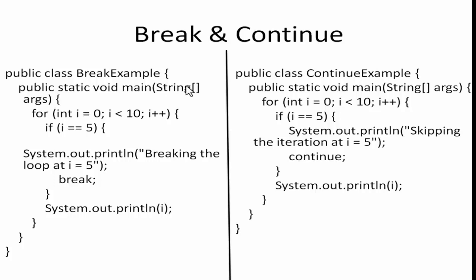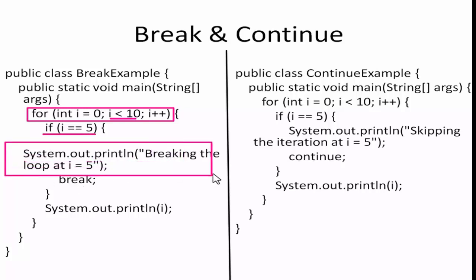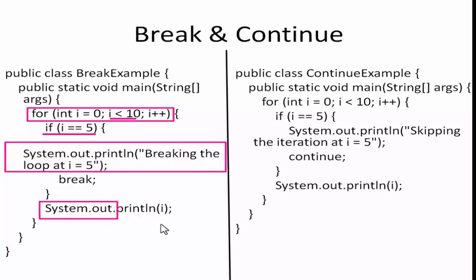Here we have already seen in the switch block that we are using a break. Here we are using a for loop. The for loop is going to execute with i equal to 0, until i less than 10. Here you are going to check the condition: if i equal to 5, then you are going to break the loop, because i equal to 5 is found in the loop. Finally, it is going to print at which point it has come out of the loop.